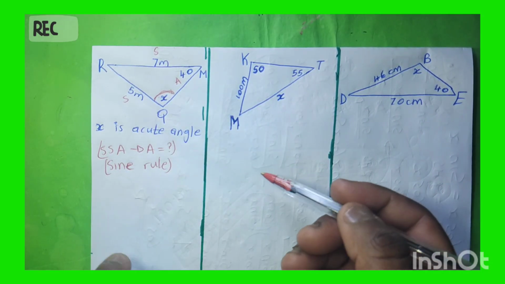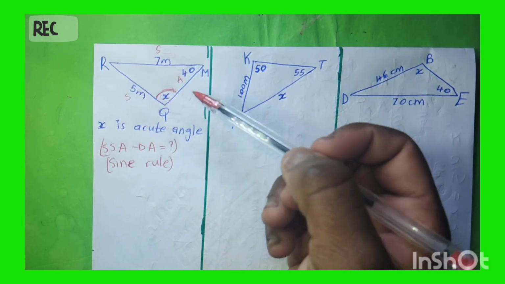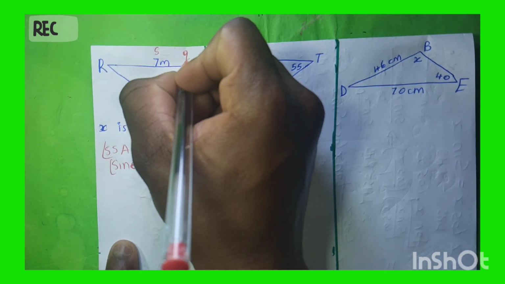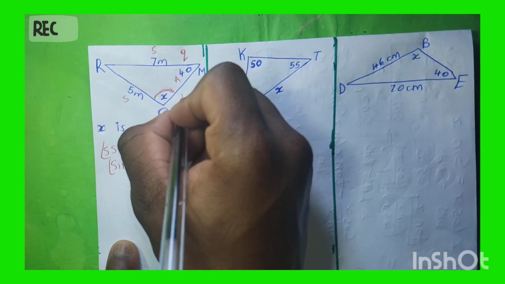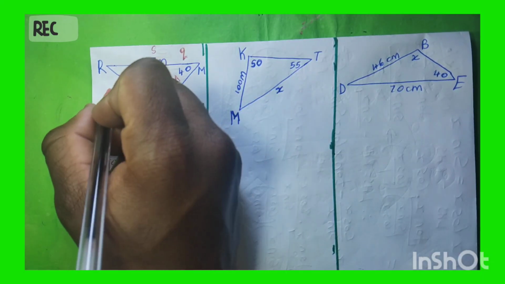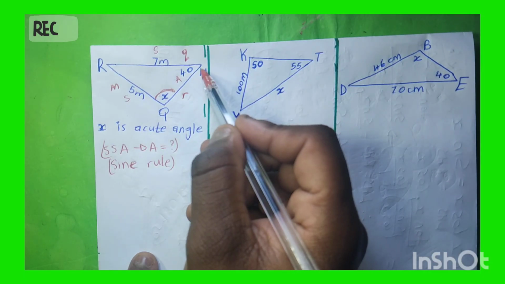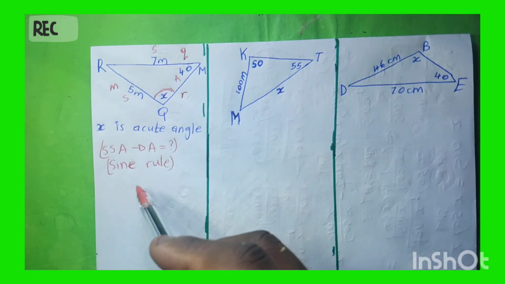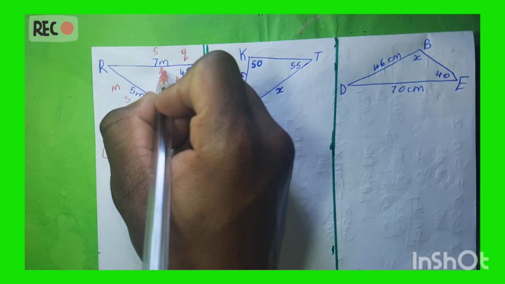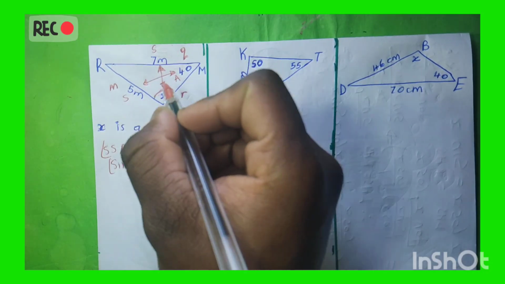But in order for you to use that sine rule, first of all, you should identify all the sides with small letters, something like this. This side will just be small q because it is opposite big Q, and this one will be r because it is opposite big R, and this one will just be small m because it is opposite big M. Do you see? And for you now to form the equation, you can just do cross, like this.